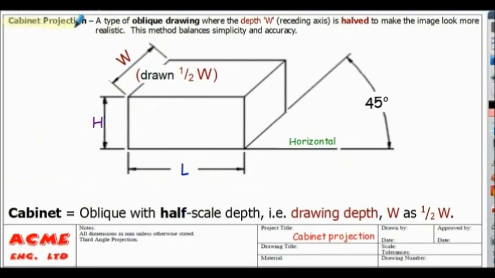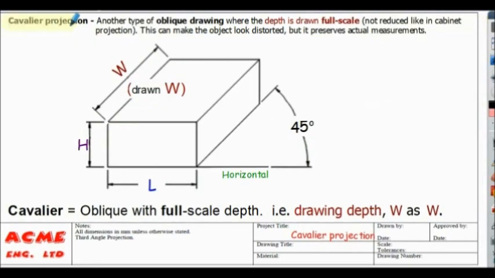Let's consider cabinet projection. This is a type of oblique drawing where the depth W is halved when drawn to make the image look more realistic. This method balances simplicity and accuracy. So notice in our drawing here, dimension L, dimension H are drawn to scale, but dimension W is actually drawn to a length of half W at an angle of 45 to the horizontal. So that's cabinet projection.